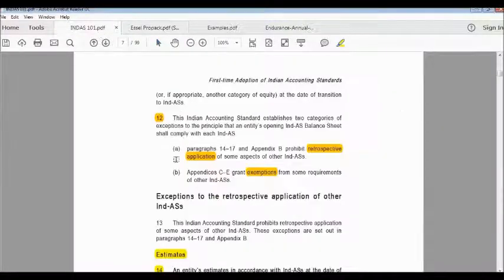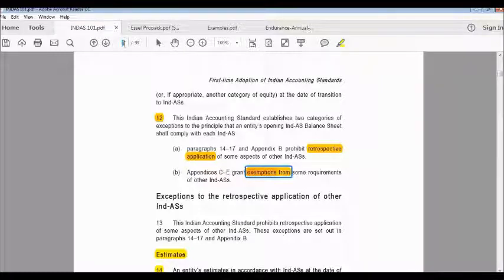And then category B, exceptions and exemptions. It says appendices C to E grant exemption from some requirements of other Ind ASs. Ind AS says something like, for property, plant and equipment, you have to measure property, plant and equipment at cost, but appendices C to E give you some kind of exemption to those requirements because of the first time adoption.